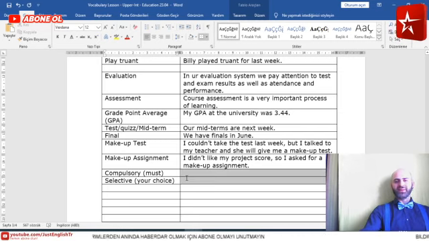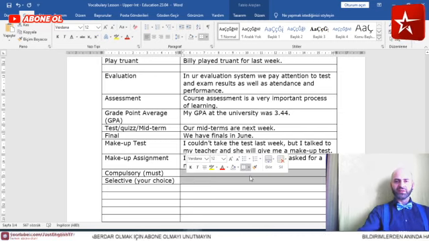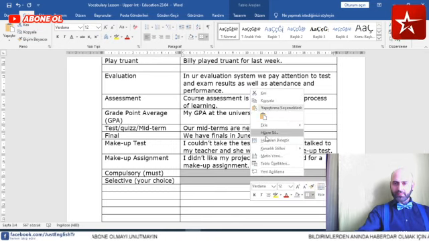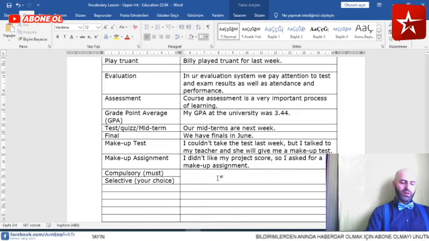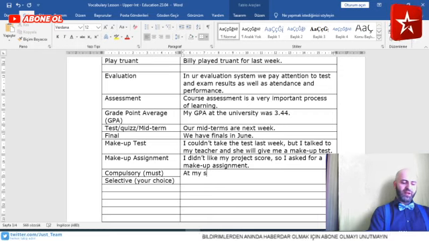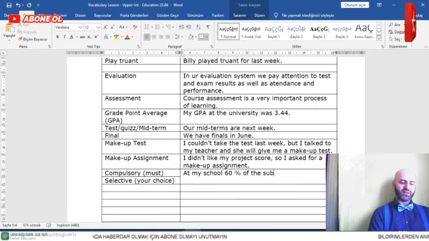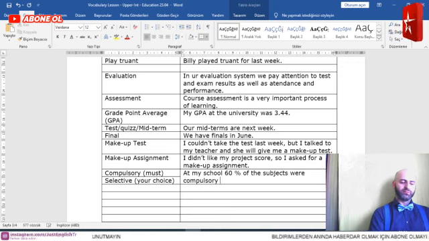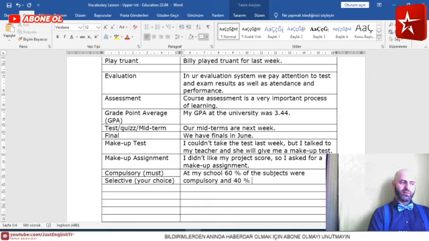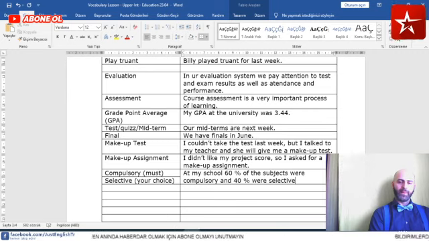I will write one example for both of these things. At my school, 60% of the subjects were compulsory and 40% were selectives, or selective courses, I can say.